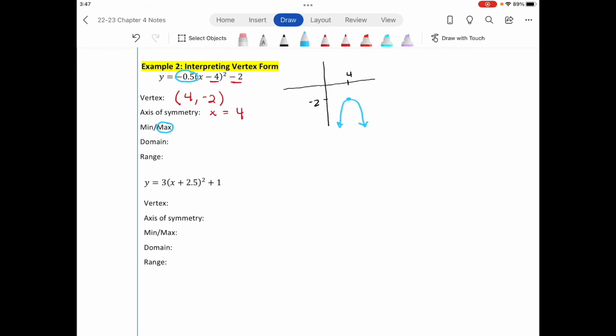And where does the maximum occur at? Well, the maximum is all about our y values. And at that max point, we're at negative 2. So we're going to have a max at negative 2.